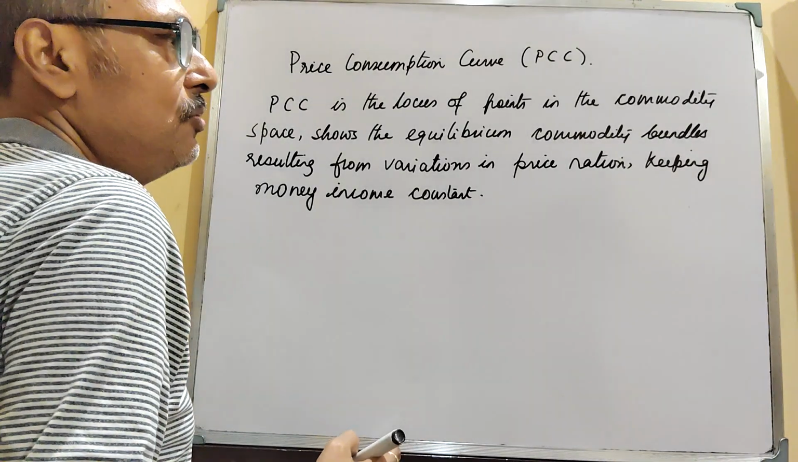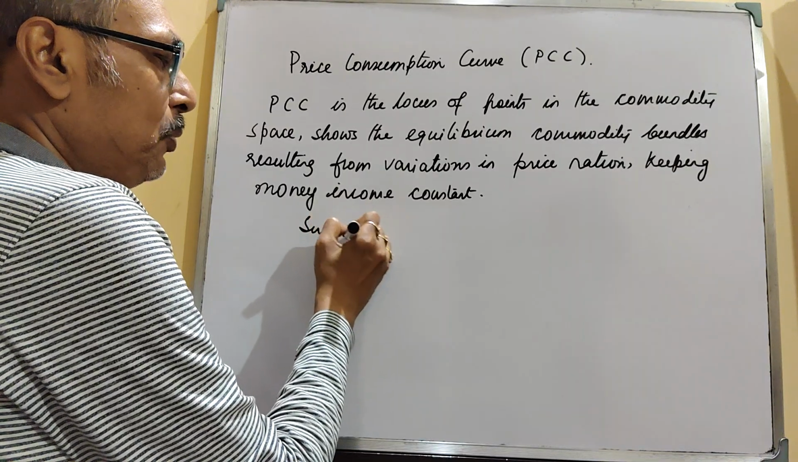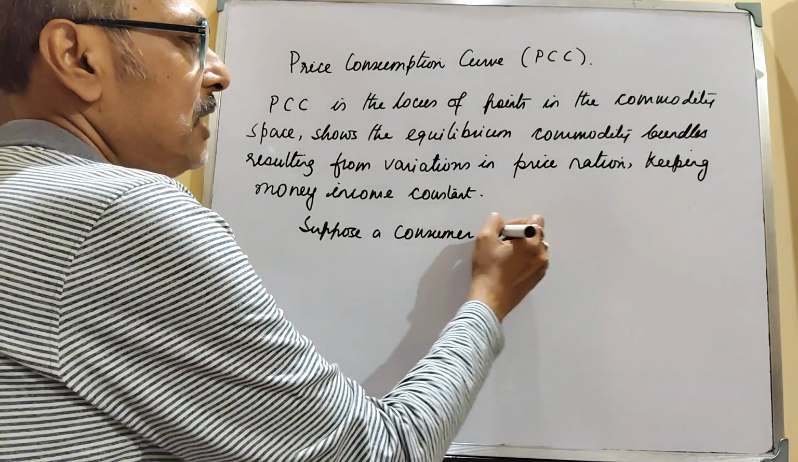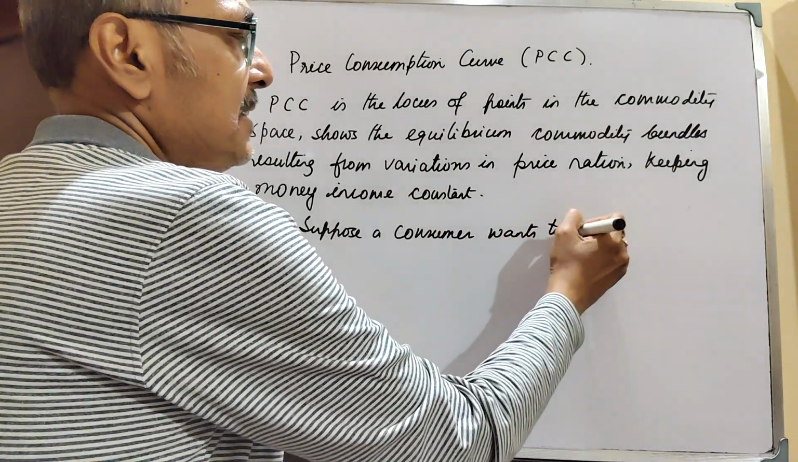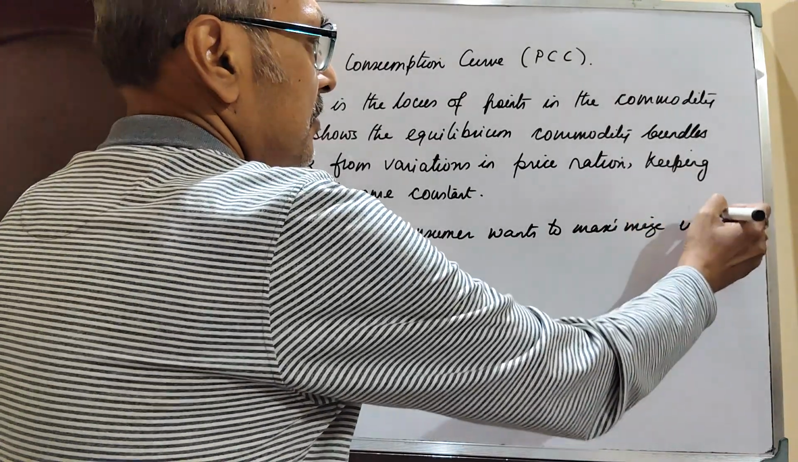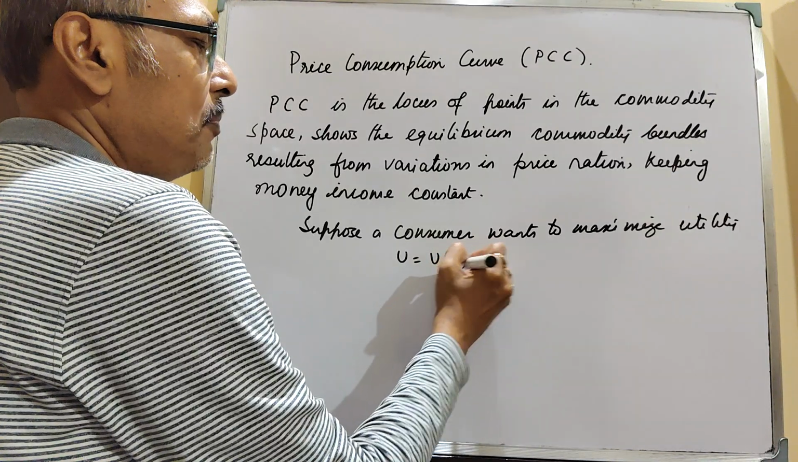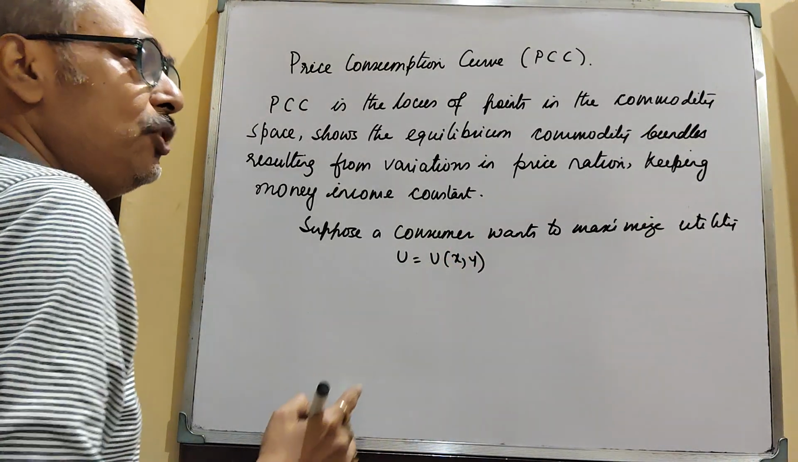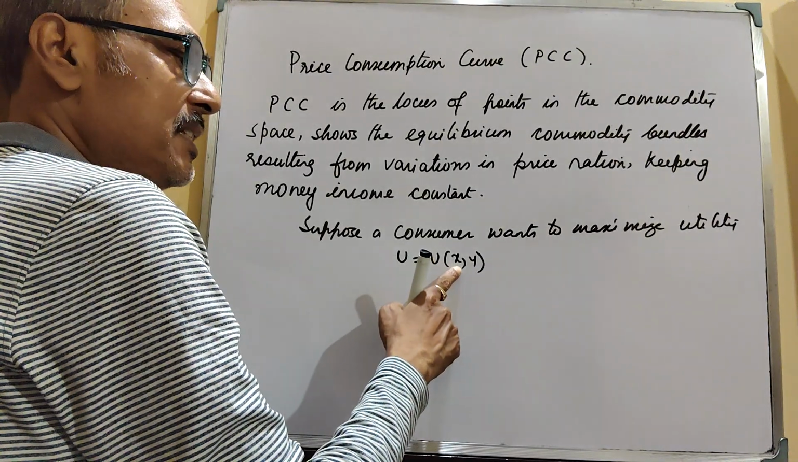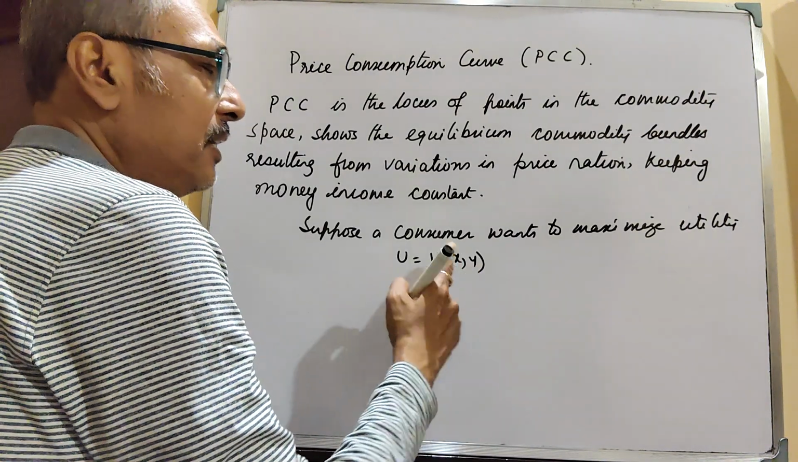Suppose a consumer wants to maximize utility. This is U equals U of x comma y. We are considering two goods, x and y. Small x denotes the quantity of commodity x consumed, and y shows the quantity of commodity y consumed.